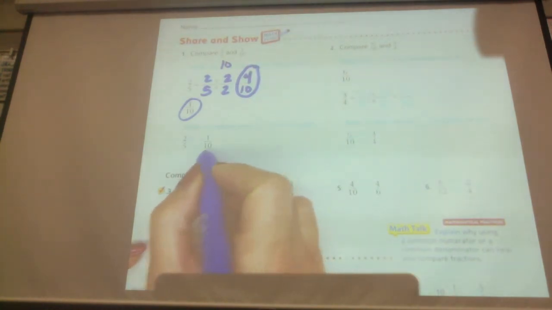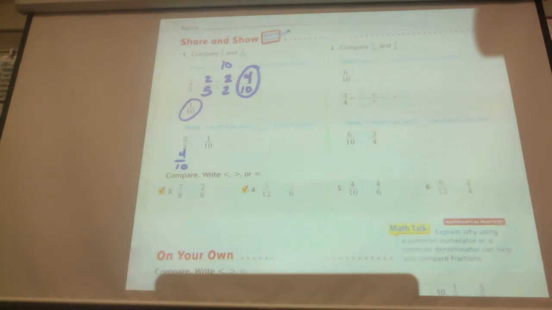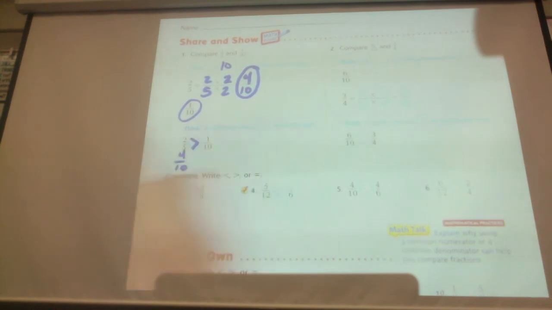And if I set it up the same way here, they have the 1/10 here, this really is 4/10, right? Which one is greater? 2/5 or 1/10? Which one's greater? 2/5. This one is greater. I can tell because it's really 4/10, and this is 1/10. And I know that 4 is more than 1. Okay?